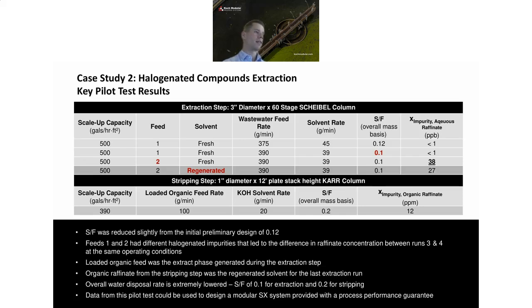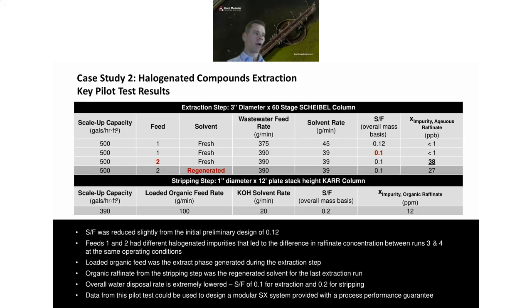And then in the next run, we switched to feed 2. This feed proved to be more challenging. We were still able to have a successful run with a solvent to feed ratio of 0.1, but here the amount of the halogenated compound in the aqueous raffinate stream increased substantially to 38 parts per billion, but this was still lower than our spec, so this was a successful run.